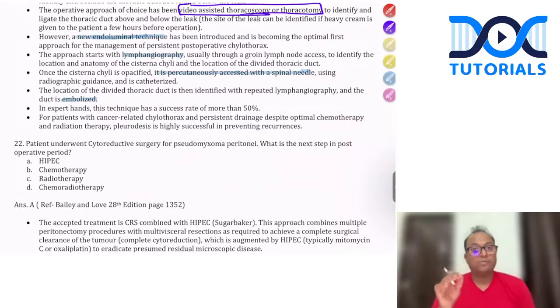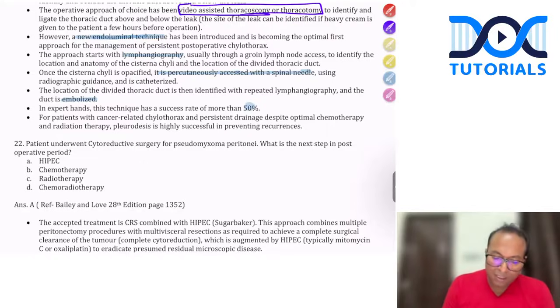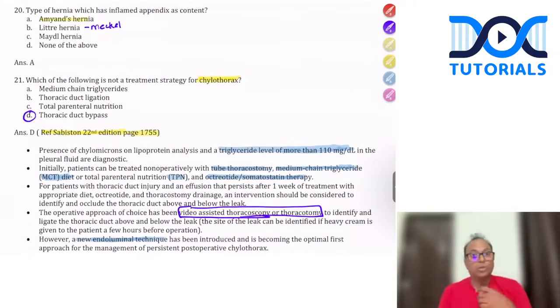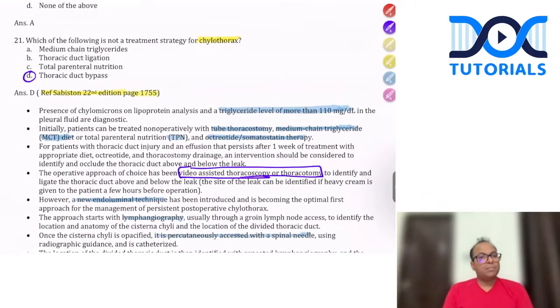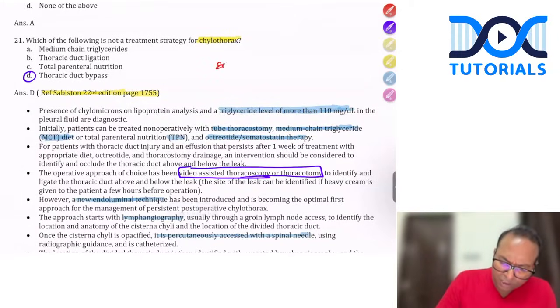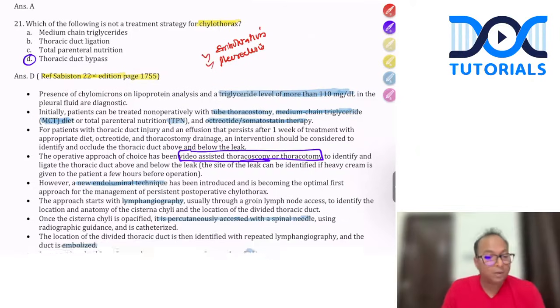So embolization of the thoracic duct is a new update. This has a success rate of 50%. For patients with cancer-related chylothorax and persistent drainage despite chemotherapy and radiotherapy, pleurodesis is highly successful in preventing recurrence. So pleurodesis also can be done. What is not done? Bypass is not done. So the new updates are embolization and pleurodesis. These are the two updates in the management of chylothorax.